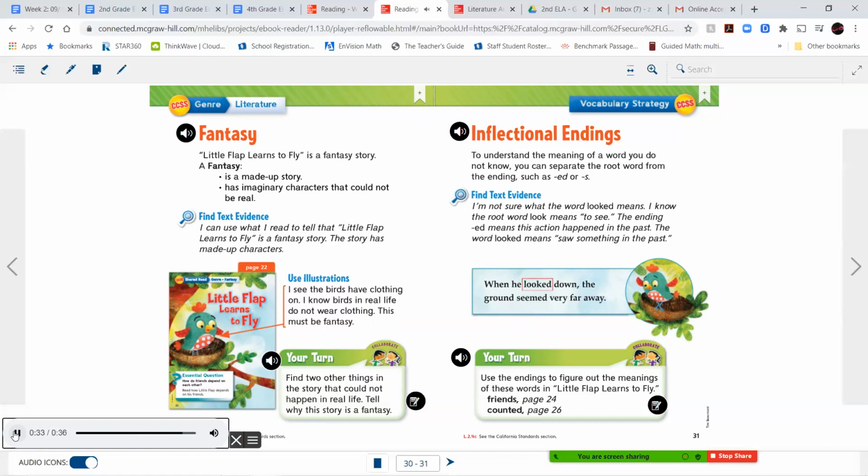When he looked down, the ground seemed very far away. So we can take a look at the sentence, and we know that we're reading the story after it happened. So Little Flap is not looking down right now. We know that he looked down before when he was looking at the ground, and he saw that the ground seemed very far away.